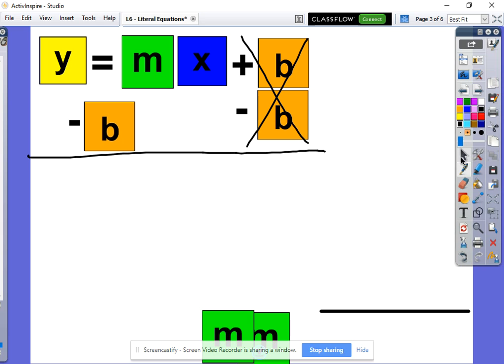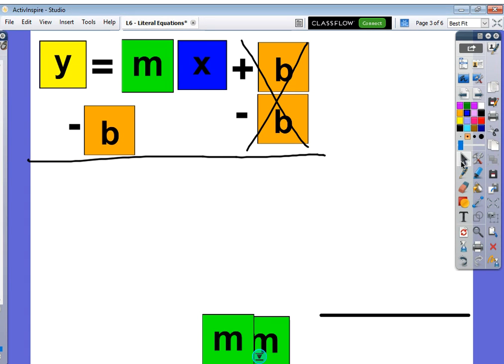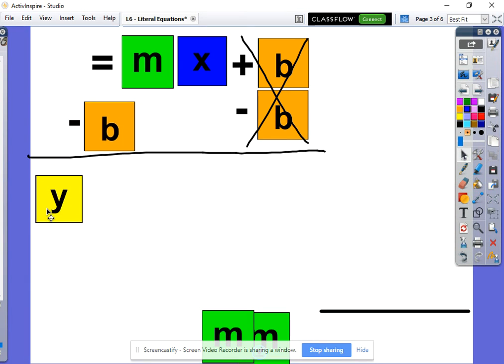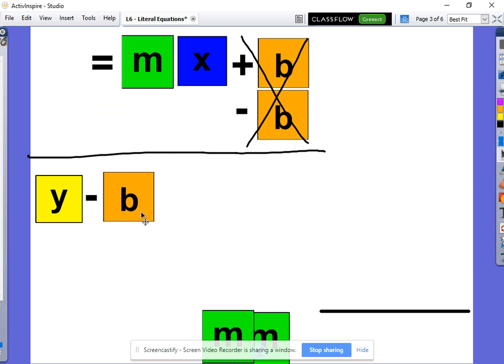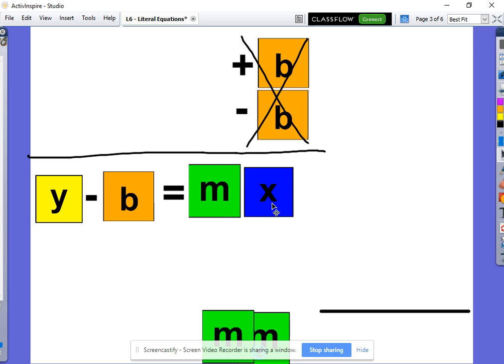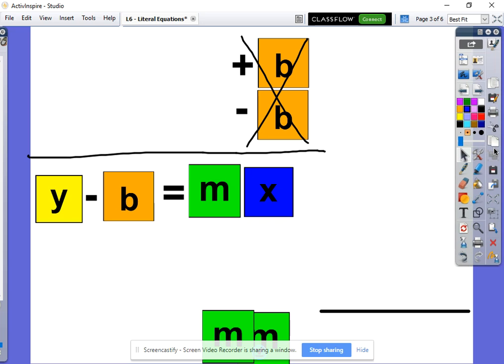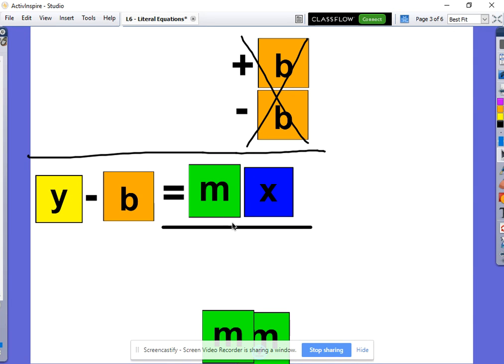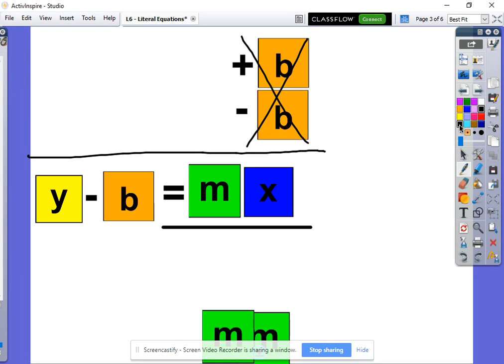So let's rewrite our new equation. Well, I'm just going to bring these down and use them. Y minus B is still all equal to M times X. Okay, so we're getting closer now. We've got the B moved over to the left, but we still have to solve for X. So to solve for X, just like we did before, we need to divide on both sides. I need one more line here. I'm just going to draw it in.